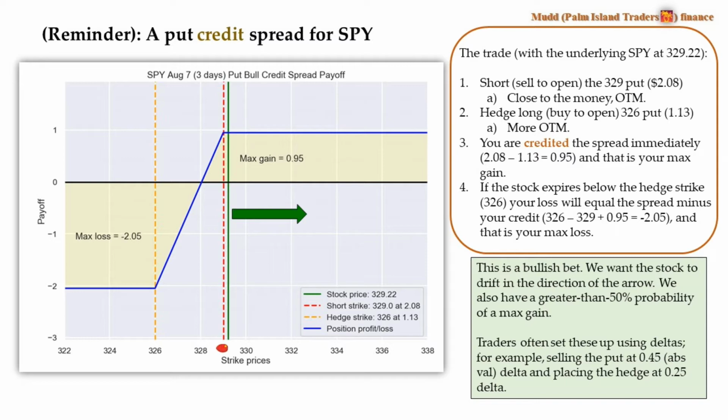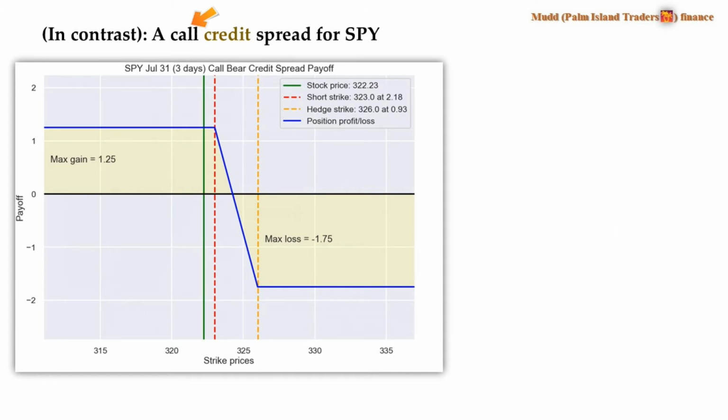We want the stock to drift in the direction of the arrow, and we also have a greater than 50% probability of a max gain, because all of the strikes are to the left of our stock price, and we know that our stock price is more or less centered on 50%. Traders often set these up using deltas. For example, selling the put at 0.45 absolute value delta and placing the hedge at 0.25 absolute value delta. We saw that example of the put credit spread in the last video.